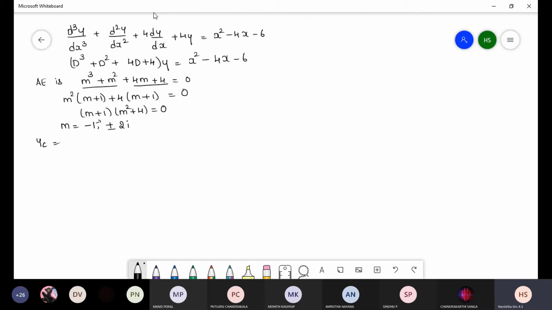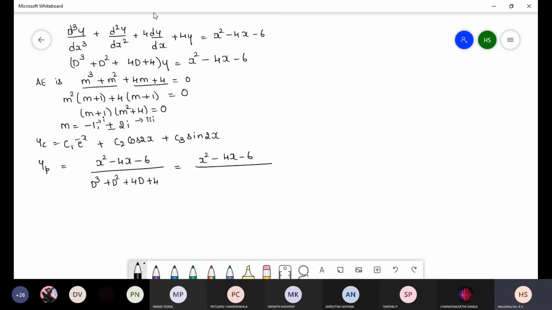So m is equal to minus 1, and the other roots are plus or minus 2i. Yc: this comes under case 1 and this one case 3. So Yc is c1 e power minus x, plus c2 cos 2x plus c3 sin 2x. This is the Yc. Yp is x square minus 4x minus 6 divided by d cube plus d square plus 4d plus 4.